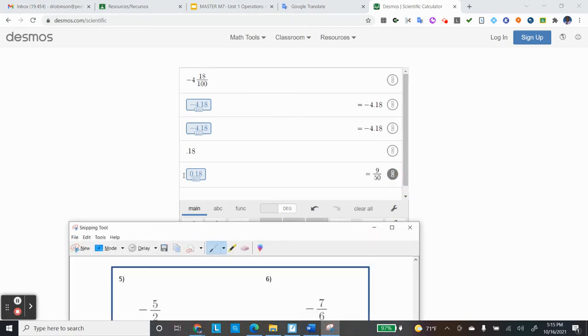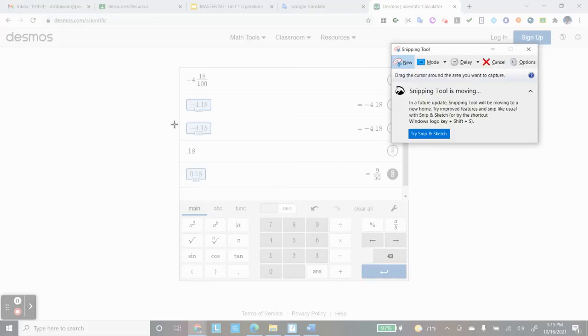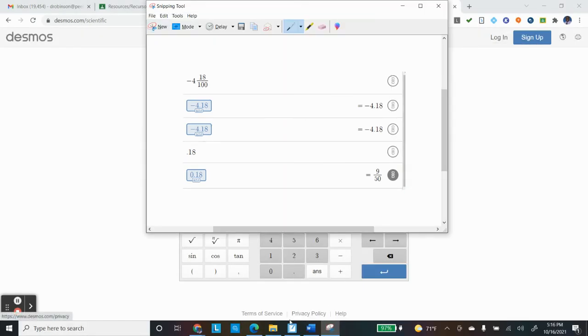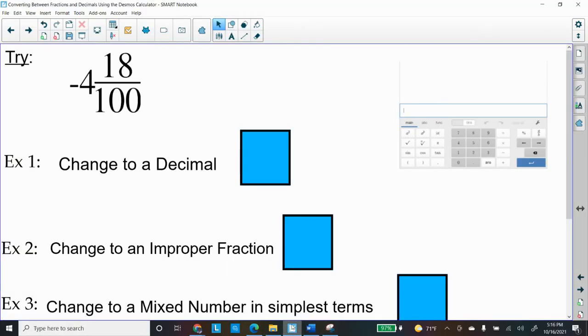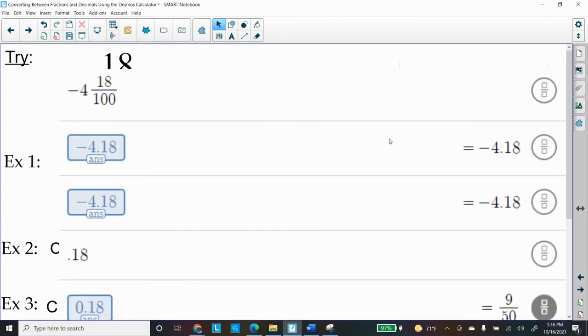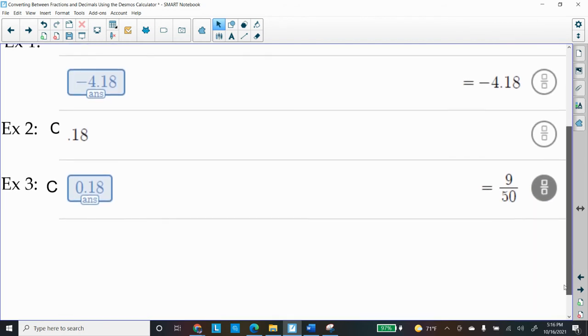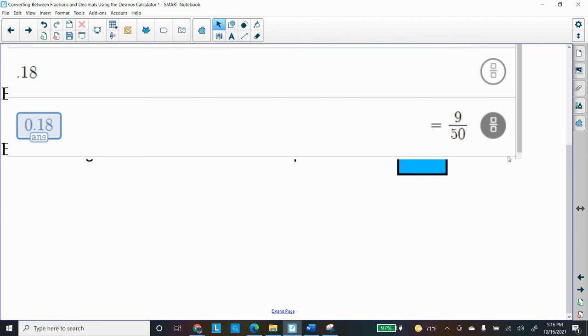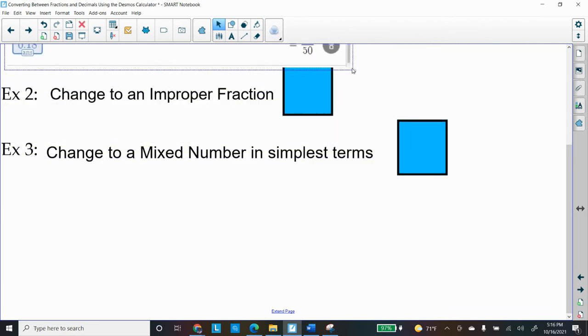So let me see if I can take a picture of this and bring it back with me so you can see what I did. All right. And let's go to here. So, and let's paste this. A little bit big. Let's shrink that down.